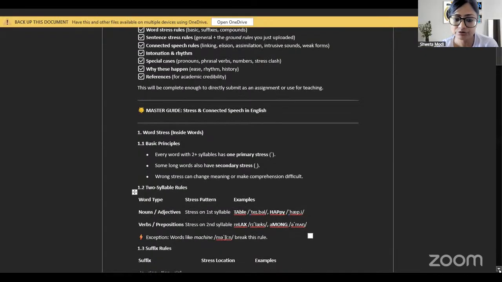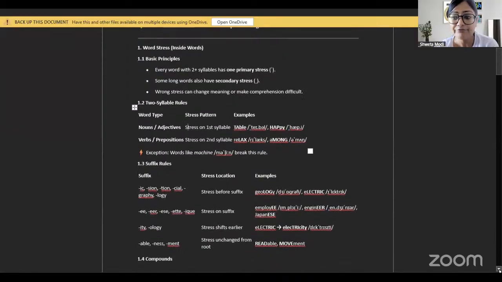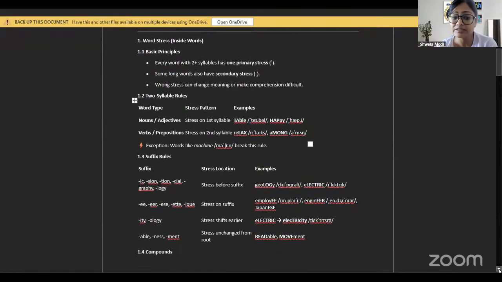Now, coming to the two syllable rules, if you have a two syllable word, which is a noun or an adjective, you have to stress on the first syllable. Like in the word table and in the word happy, please look at the screen and look at the bold capital letters in the word table and happy. But if it is a verb or a preposition, then you stress on the second syllable.